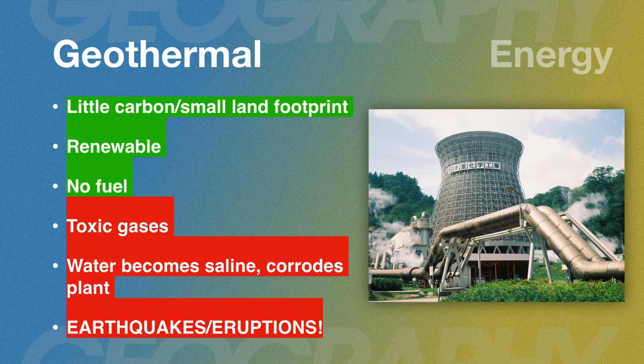There's geothermal energy. Geothermal energy has a very small carbon footprint, a very small land footprint. It's renewable. You're relying on heat, and there's no fuel required. Unfortunately, it does produce some toxic gases, and because of the constant recycling of water, that water becomes more saline over time, which corrodes the plant. And, well, what happens when you have an earthquake or an eruption?